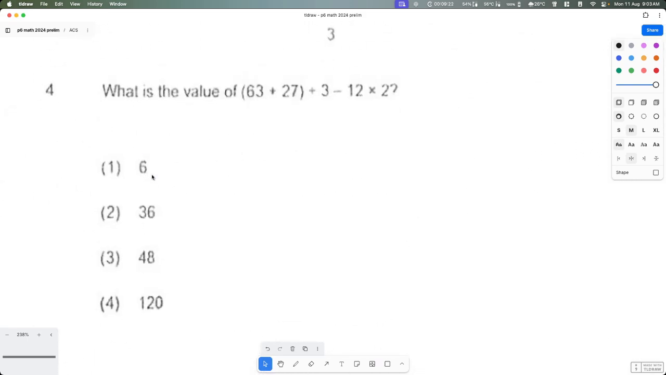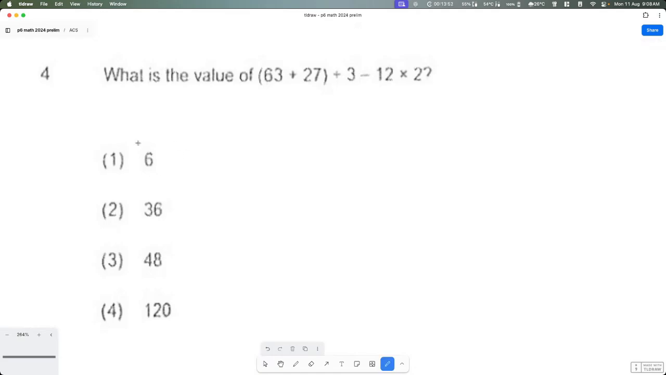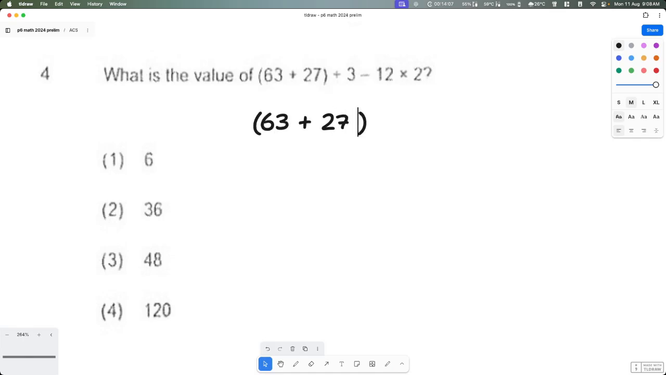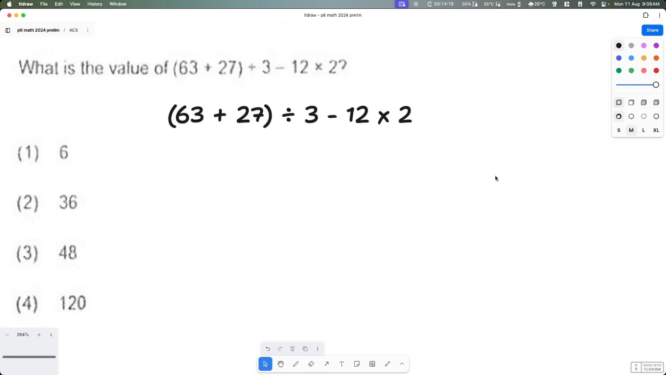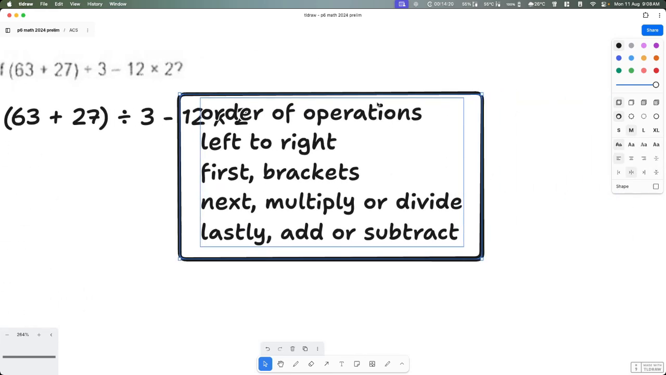Question number 4. It says here, what is the value of 63 plus 27, divide by 3, minus 12 times 2? Let me write this down so it's easier to see. So bracket 63 plus 27, and then divide by 3, minus 12 times 2.